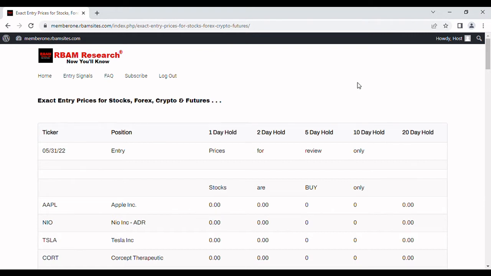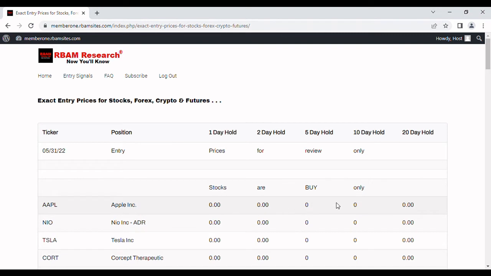This is an algorithmic output sheet for trading entry prices on RBAMresearch.com. This is published every day and it is good for the day it's published. You can see this one's good for the 31st of May, and we have basically stocks, forex, futures, and crypto on here. We're going to show you the futures here in just a moment. Let's take a look and see how this works.